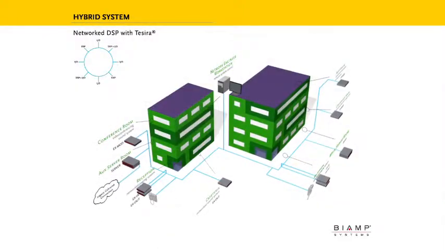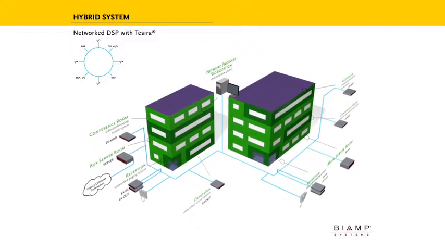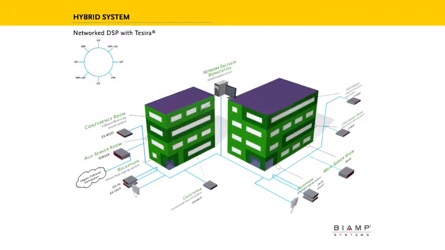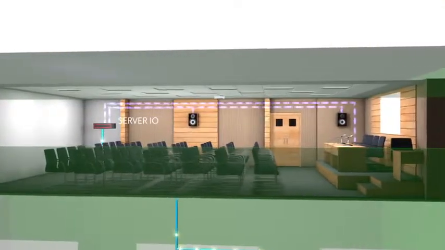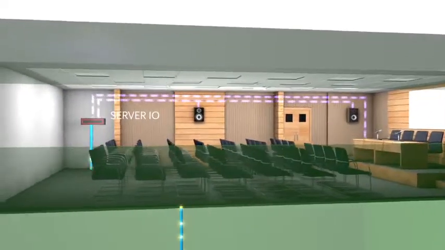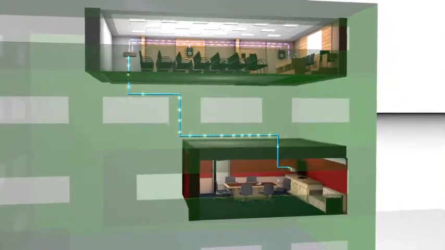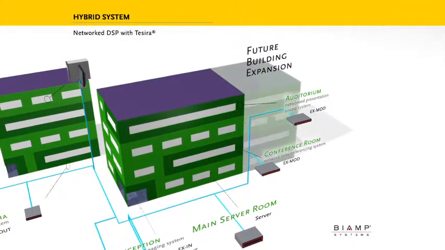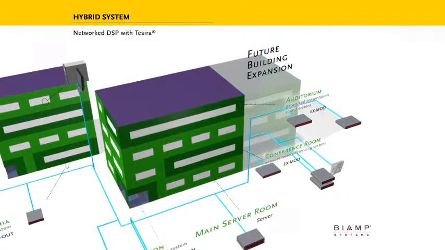A hybrid configuration takes elements from both a centralized and distributed system. The most unique feature of a hybrid system is that you can have both DSP and I/O at an endpoint. In the case of BIAMP's Tessera family, a server I/O can not only act as an I/O endpoint, but can also serve the DSP needs of other I/O on the system. As with the other configurations, expansion into new areas is still very simple, having to install I/O endpoints only.